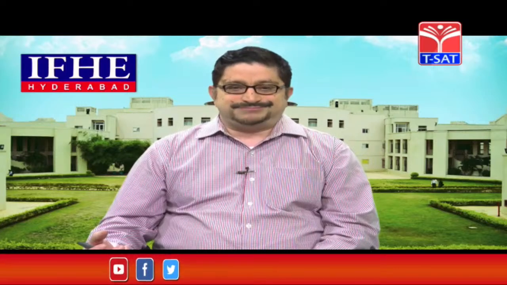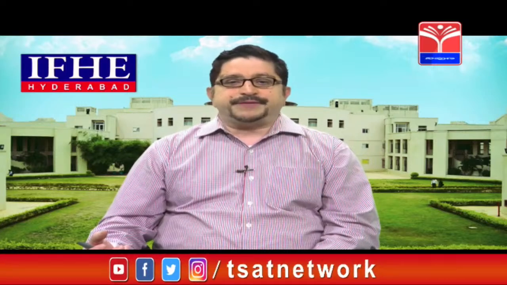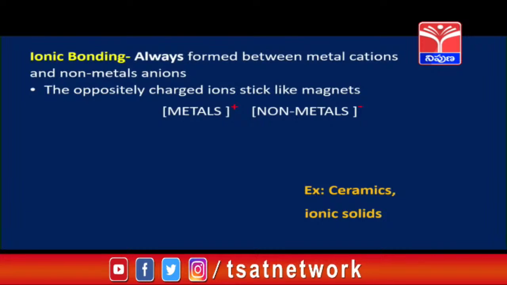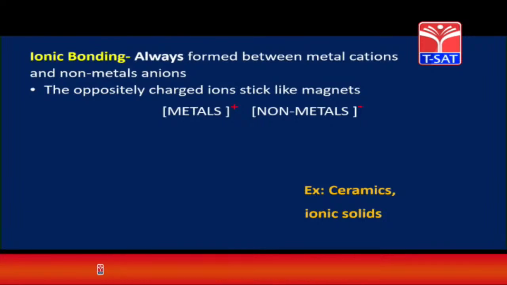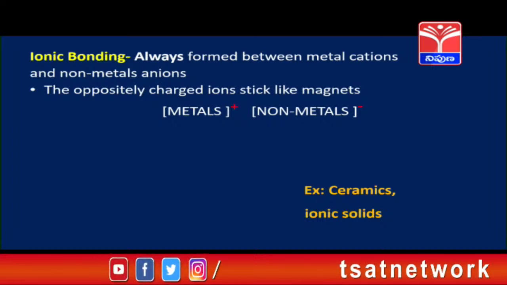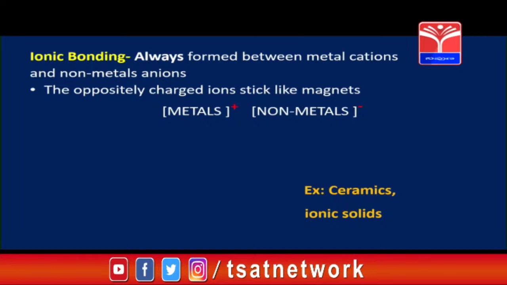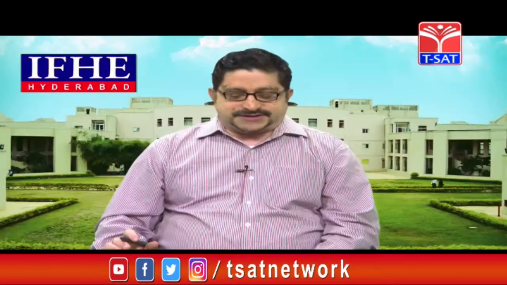The first type of primary interaction is ionic bonding. It is always formed between metal cations and non-metal anions. So, an electropositive element and an electronegative element combine to form an ionic bond. Electropositive elements are metals, electronegative elements are non-metals. In this case, the oppositely charged ions stick to each other like magnets.